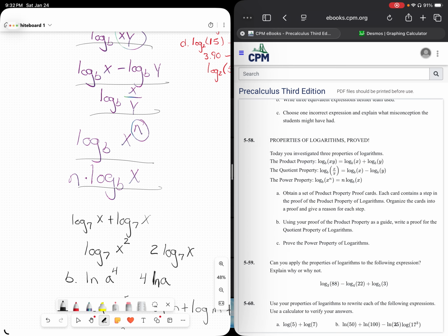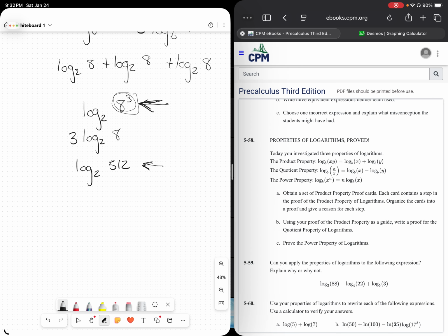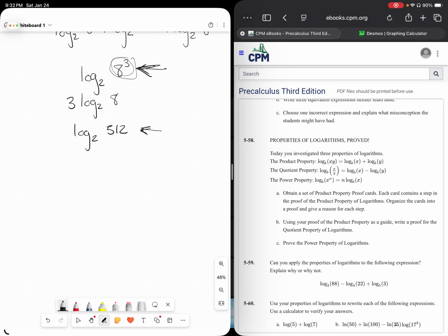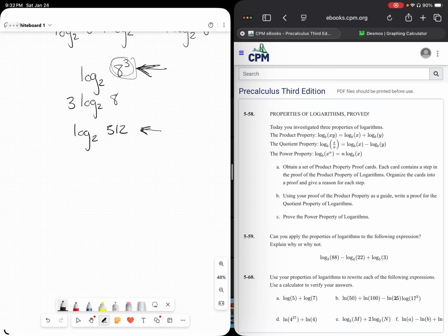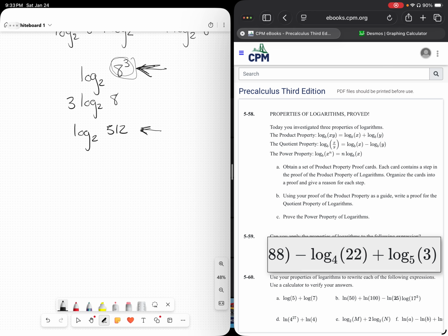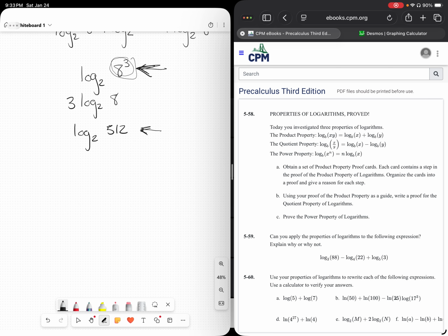So let's go to 59 and let's just work this problem. Can you apply the properties of logs here? So you actually cannot, and I would love for you to take the time to put this in your calculator and then try to use a property. What you will notice is that the bases are different. So the same rules apply as in exponents. If the bases are not the same, then you cannot combine those, right? It's a different base, which changes the value. Okay.